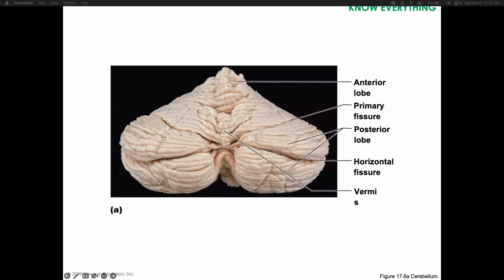Then here is an image of the cerebellum that has been separated from the rest of the brain. In the middle of the cerebellum, we have the vermis, which is similar to the corpus callosum, and it joins the two halves of the cerebellum together. And then similar to the cerebrum, you also have lobes and fissures within the cerebellum.